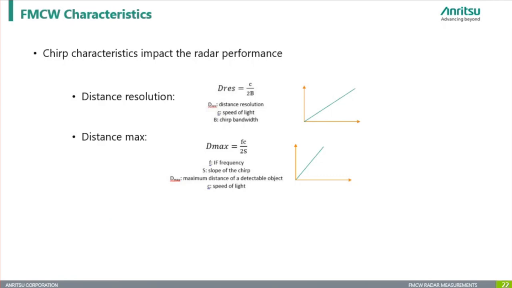In essence, by modifying the chirp parameters such as slope and bandwidth, you can tailor the radar's behavior to meet the specific needs of each ADAS function.